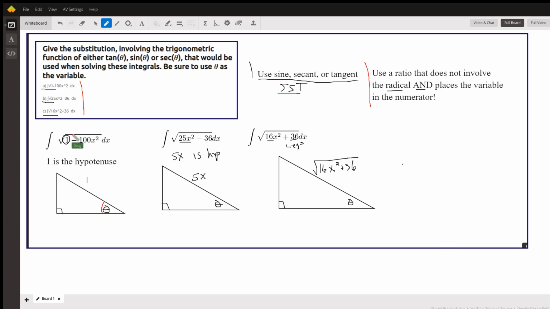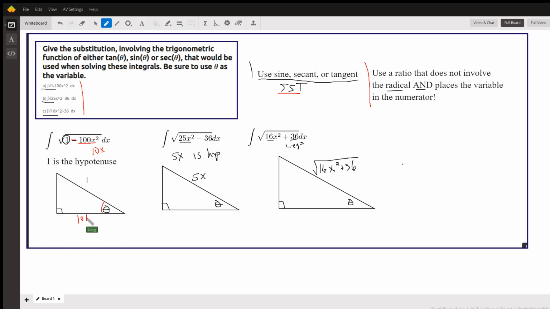And you want to use a ratio that does not involve the radical and places the variable in the numerator. So when you have the square root of 1 minus 100x squared, when you have two perfect squares separated by a minus sign, that first term is the hypotenuse. And then you have to decide where to place the square root of 100x squared, which is 10x. Do I put it here?